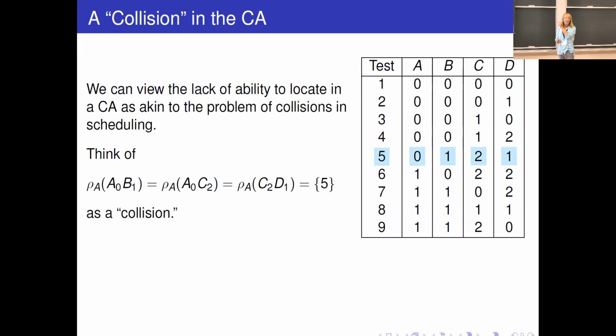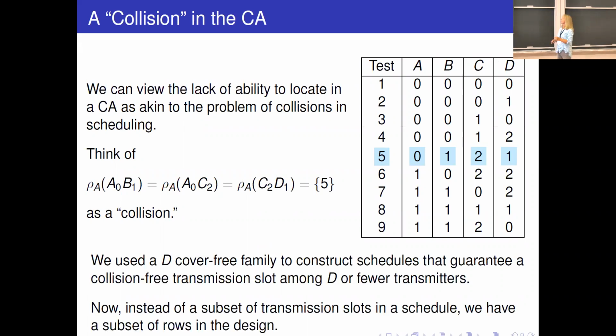And so we could actually think of that as a collision. And so really this idea of being able to locate in a covering array is something like the problem of collisions in the scheduling. And we used the cover-free family to construct schedules with a guarantee that we had a collision-free transmission slot. Well, now, instead of our subsets corresponding to slots in a schedule, we can think of the subset as corresponding to the set of rows in which an interaction is covered.